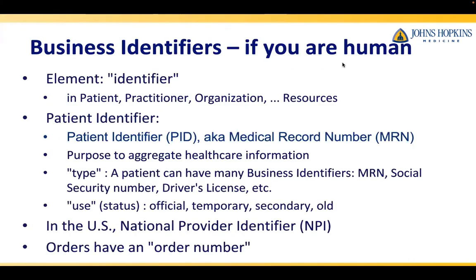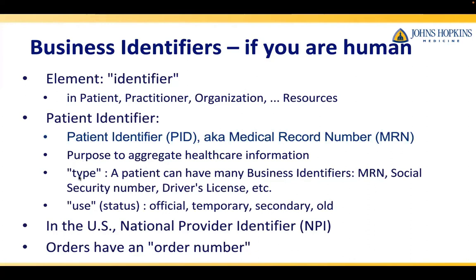Business identifiers. If you are a human, the element name, as we mentioned, is identifier. You're going to find this element a lot. You're going to find it in the patient resource, practitioner, organization, and all sorts of other resource definitions. Let's go through one example of the patient identifier, since everyone's familiar with patient IDs, also known as medical record numbers. The purpose of a patient ID or a medical record number is to aggregate all of the patient's healthcare records from all the different areas, whether it's cardiology, radiology, or laboratory, into a single folder so that the primary care provider or the attending at the time is able to look at all of the information for that patient, no matter where that patient has obtained their information.